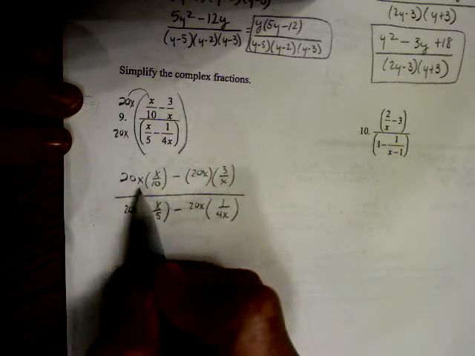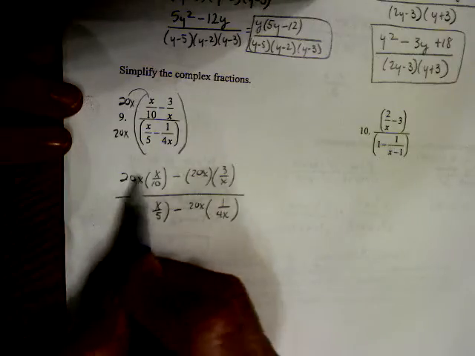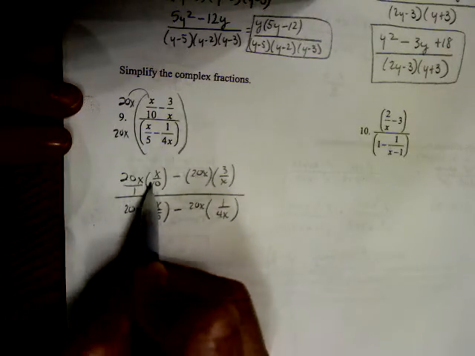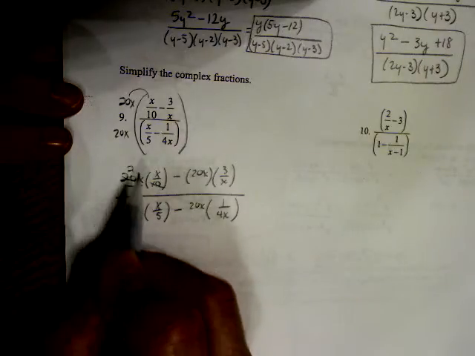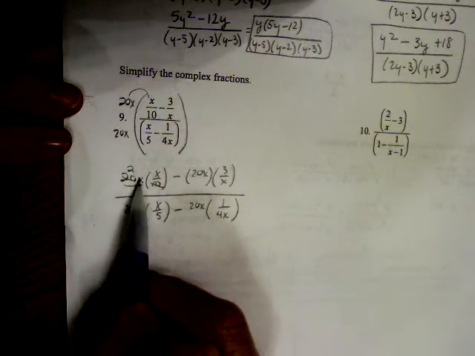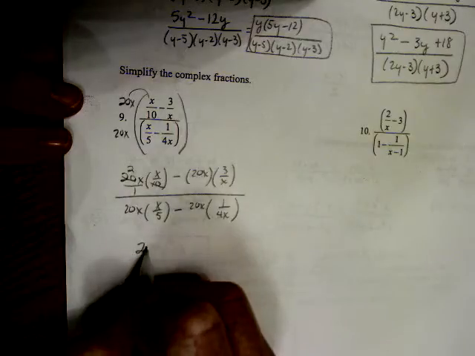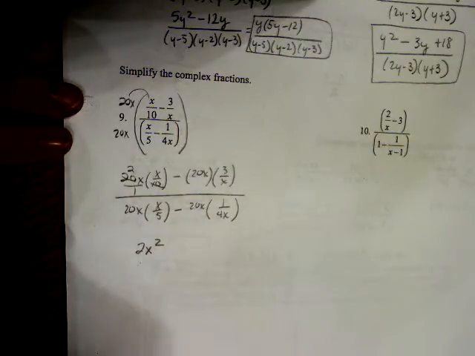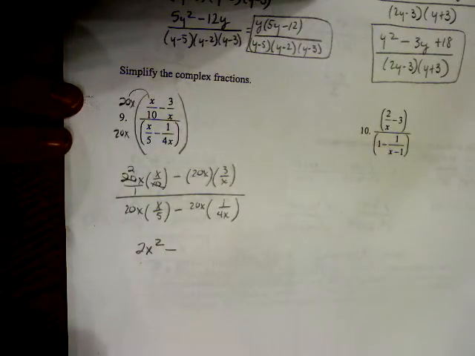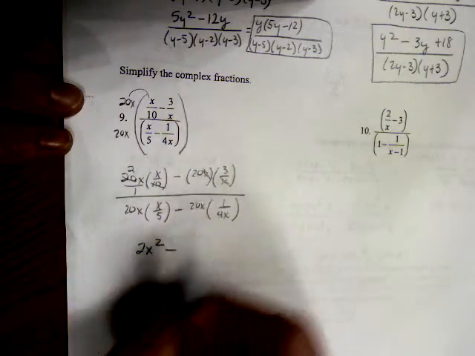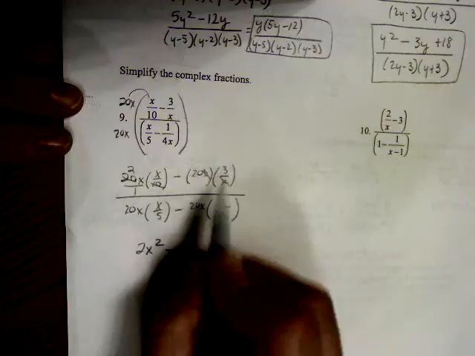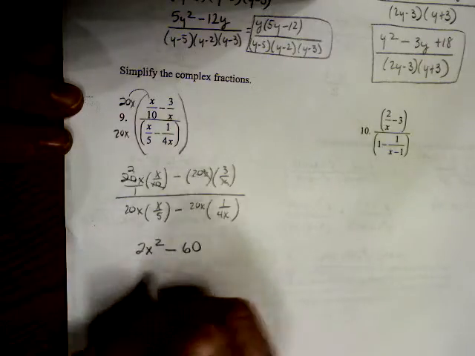Okay, so the x's do not cancel. They're both in the numerator. This is over 1. The 10 and the 20 cancel. The 10's gone. The 20 becomes a 2. So now we have to multiply 2x times x, which is 2x squared. We're going to keep our minus sign. Now the 20x and the x cancel. The x's cancel. So we're just going to have 20 times 3, which is 60.